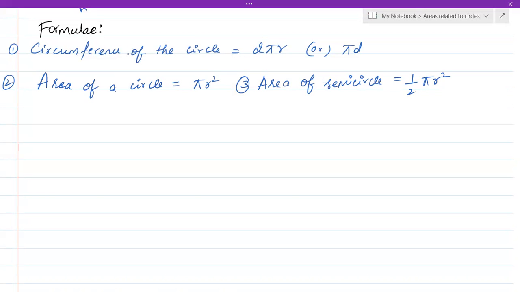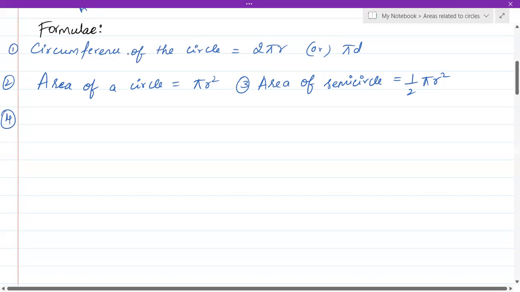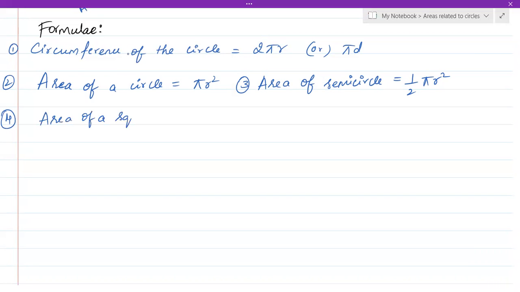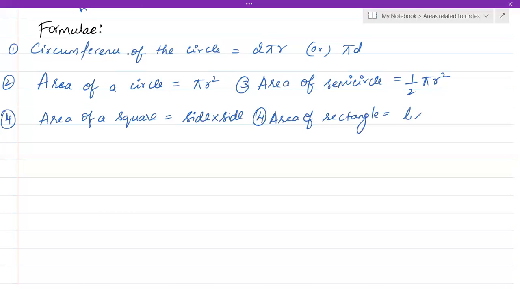So let's get into the next one, area of a square. Why are we talking about it here? Because in certain problems we need this. Area of a square is side into side, isn't it? Area of a rectangle is length into breadth, isn't it?